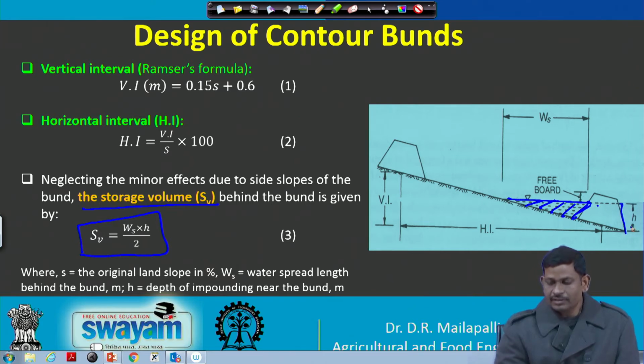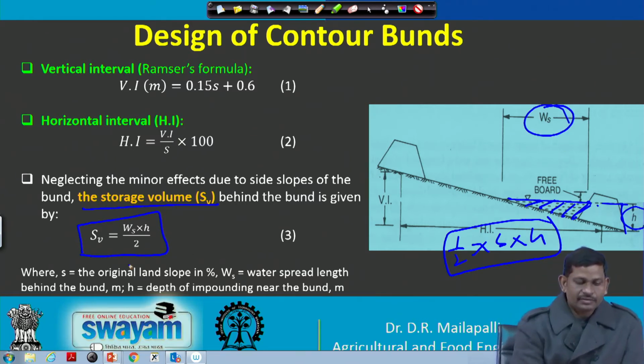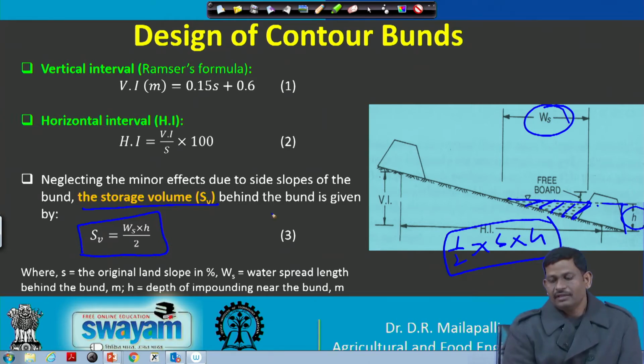Okay, so if you do this, like half into base into height, the same thing, half into WS and H height. So that will give the storage volume. Assume that we are not considering the slopes here. So this is a perfect right angle triangle.